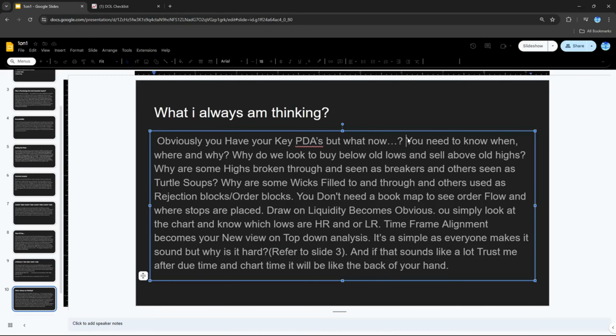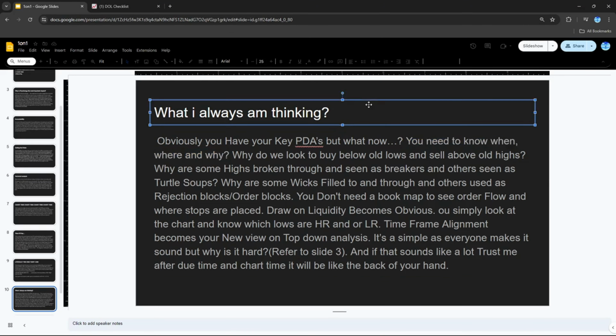Yeah, and that's my main thing. Like even, when, where, and why. If I haven't said it a million times already, right? You have to have your draw on liquidity, you have to have order flow, you have to have all the things on your side, and then that's how you'll be able to catch the quick trades and be out of the market.